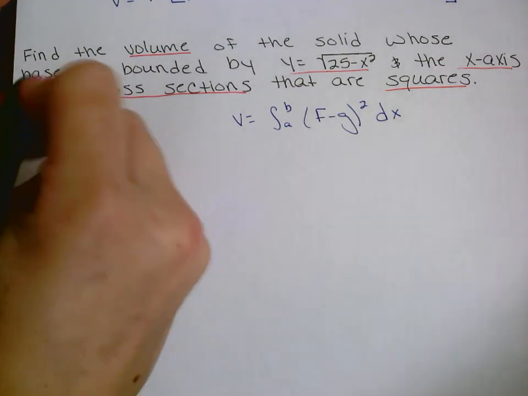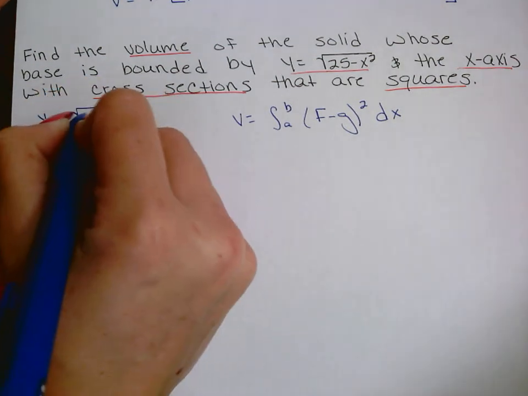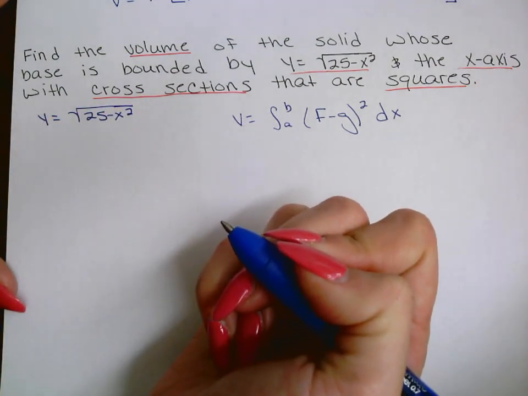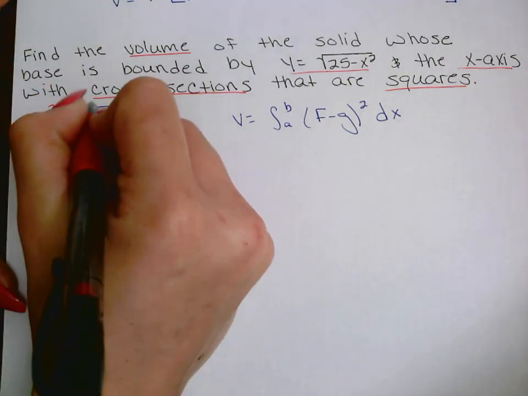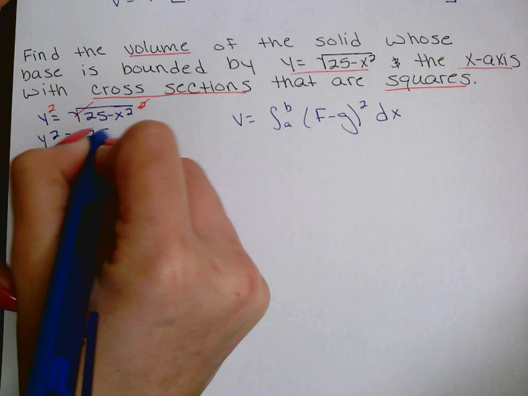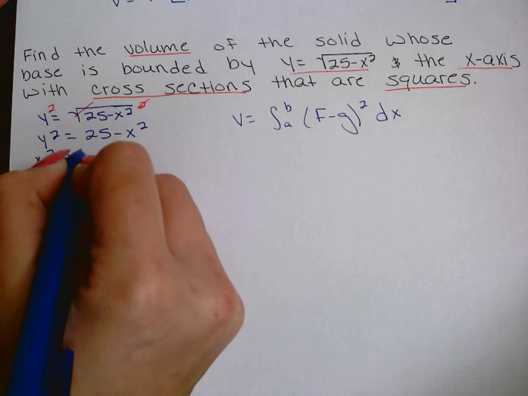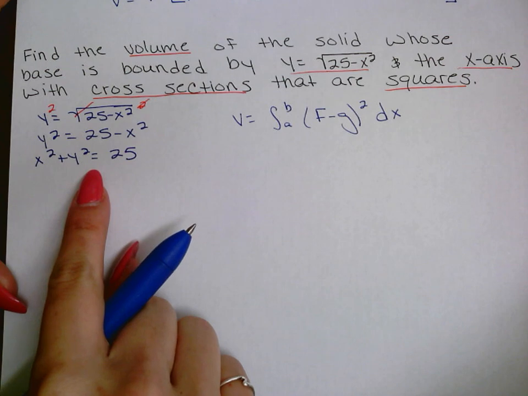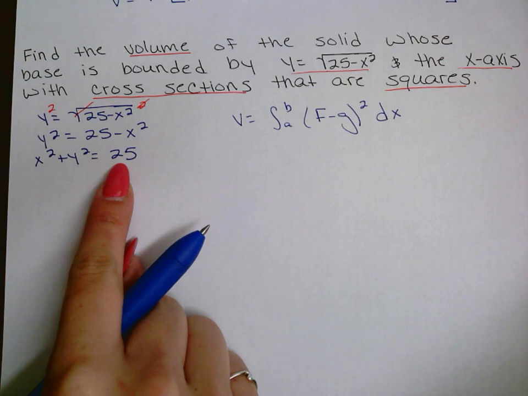Let me show you why. If I say y equals square root of 25 minus x squared, how would I get rid of that square root? I would square both sides. So then I would have y squared equals 25 minus x squared. Move that x squared over. I have x squared plus y squared equals 25. This right here is an equation of a circle with a radius of 5. Remember, square root of that number.